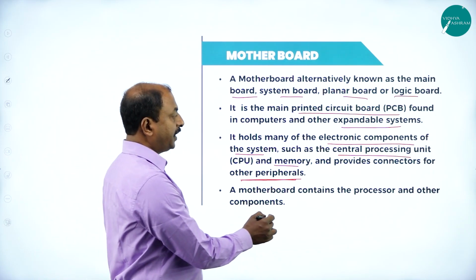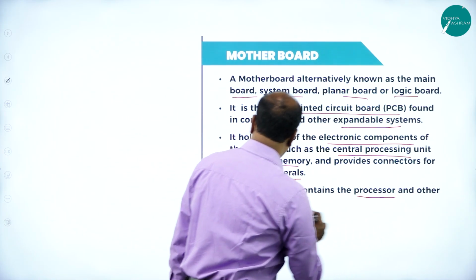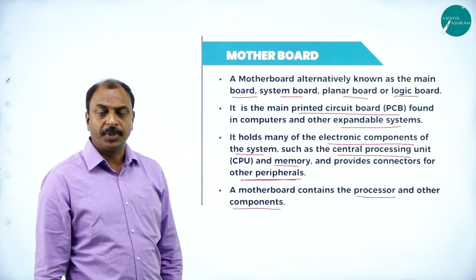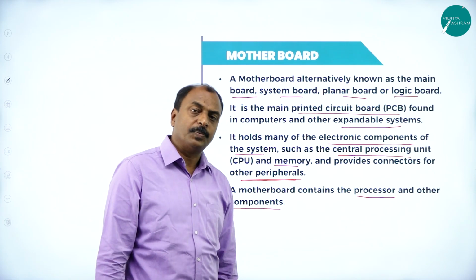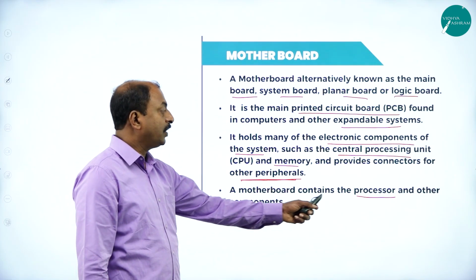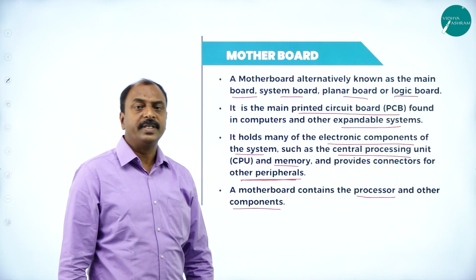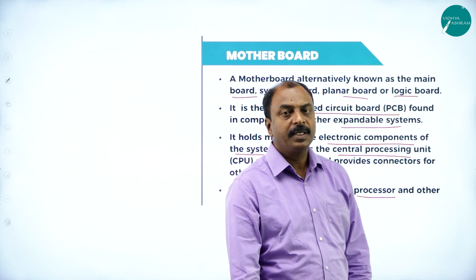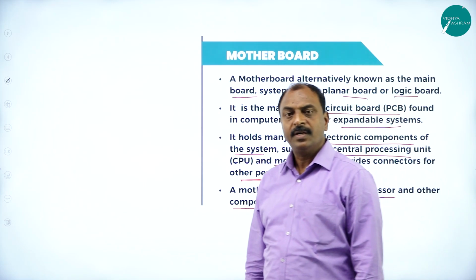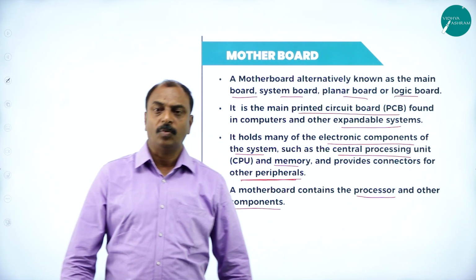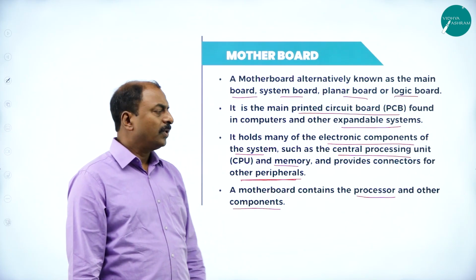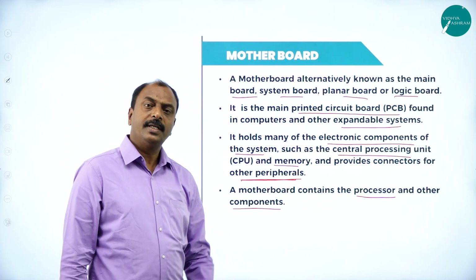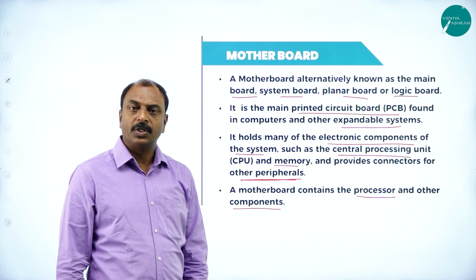So a motherboard contains the processor and other components. It also contains the main electronic component of a computer system, that is the microprocessor. So there is a place for the microprocessor to be fixed on the motherboard. So in general, what is a motherboard? A motherboard is a printed circuit board where we can mount different electronic components, for example the microprocessor, memory devices and so on. So this is the definition of a motherboard.